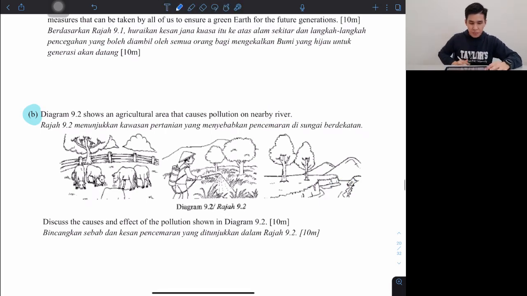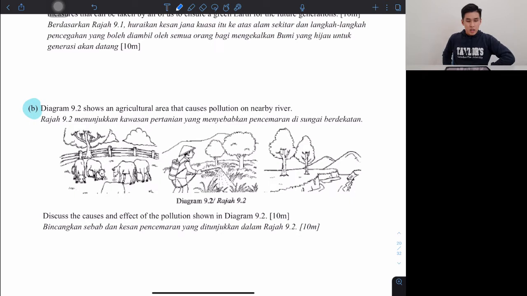So therefore, it's eutrophication, this question. Okay, so nearby river got agricultural. So discuss the causes and the effects, 10 marks. Now I'm going to write down the causes for you only because the effect is exactly the same as my notes, so just follow me.